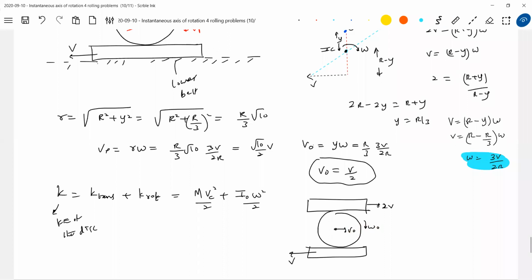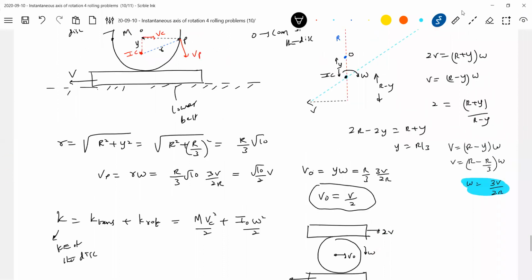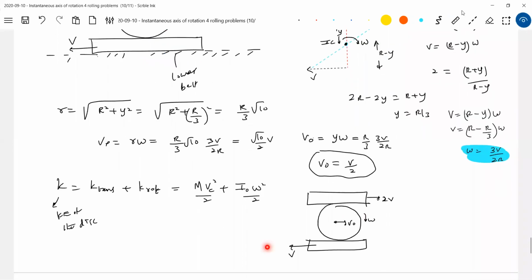But sir, you wrote omega about the instant center. Then again you are writing about O. I think if you stand at the instant center, you feel all points are rotating about the instant center. If you stand on the ground, you feel all points are rotating about the center of mass, and the center of mass is moving towards the right. So who is drawing this diagram? Who is drawing this diagram? A person on the ground. So getting the overall picture.